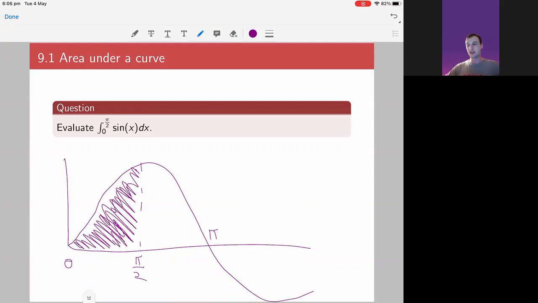And the tool we're going to use to do this is the fundamental theorem of calculus. In order to apply the fundamental theorem of calculus, we need an antiderivative of the sine of x function. Do we all remember what an antiderivative of the sine of x function is? Maybe just quickly snap it in the chat if you feel like it.